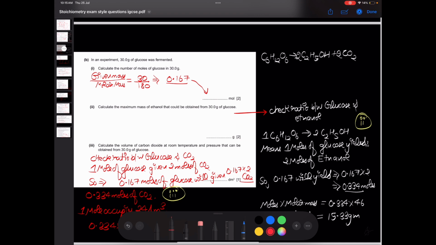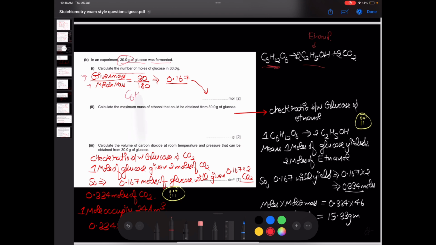So this is a fermentation reaction where glucose breaks down to form ethanol and CO2. This molecule is ethanol. Alright, let's see what they are asking us. In an experiment, 30 grams of glucose was fermented. Fine, got it. Calculate the number of moles. Very simple. We do given mass by molecular mass. What is the given mass here? 30. What is the molecular mass of glucose? You can figure it out on your own.